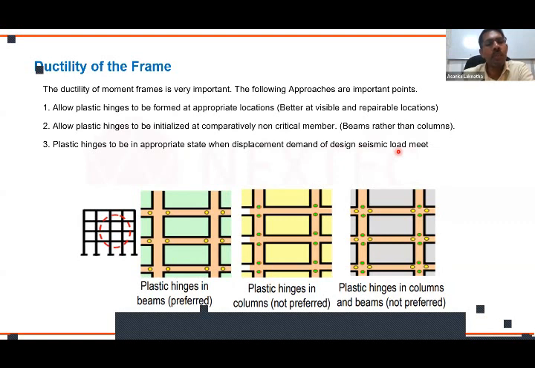That means the hinge may form and be in a favorable condition absorbing energy, or it may be losing strength, or it may be collapsing. So even with our ductile frame under the seismic force or seismic load, this plastic hinge should be in an appropriate state. We can see this in the next slide, but we expect this.